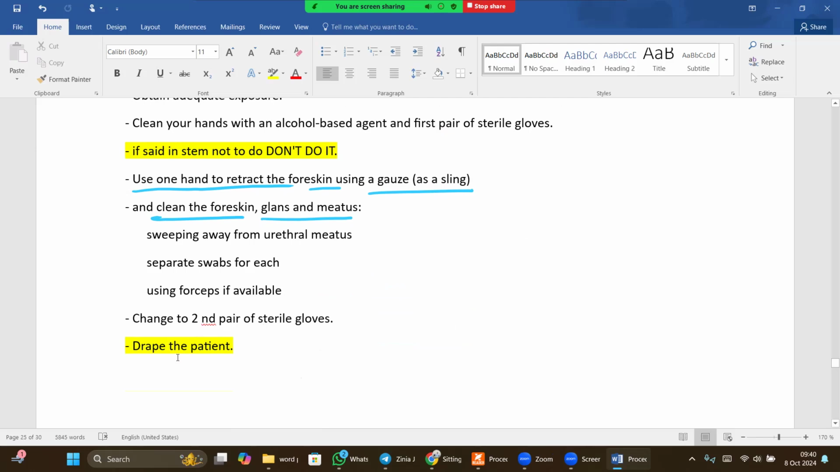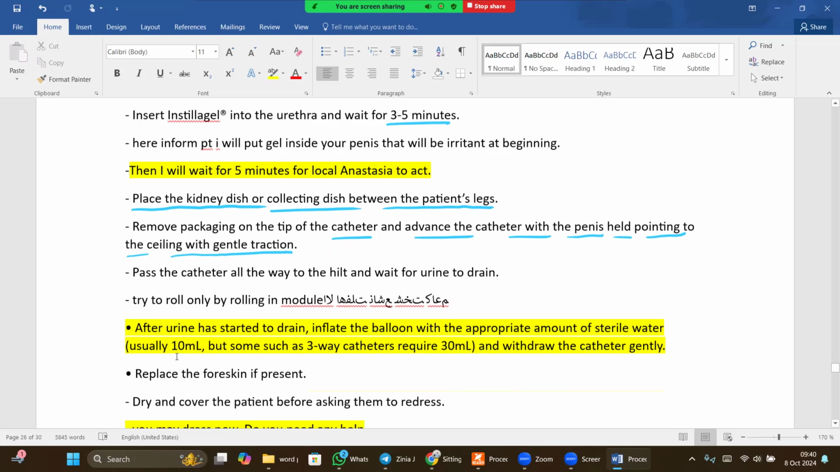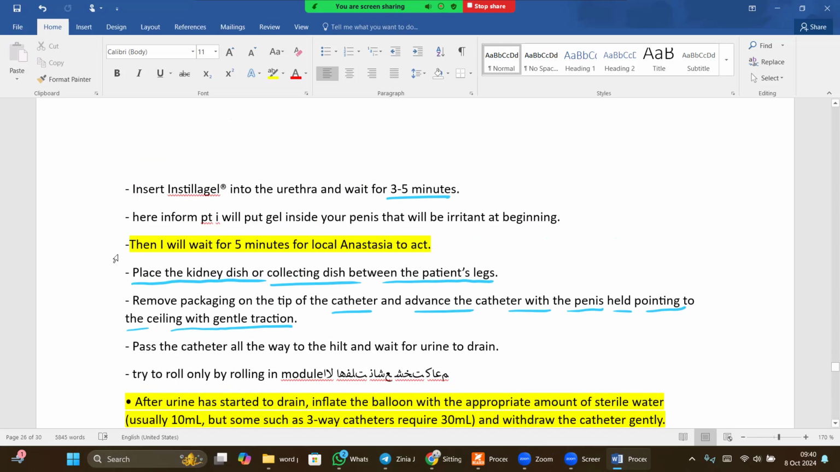Drape the patient. Sometimes it is already draped. Insert Instillagel into the urethra and wait for 3 to 5 minutes. Inform the patient: I will put gel inside your penis. That will be irritating at the beginning. Then I will wait for 5 minutes for local anesthesia to act.